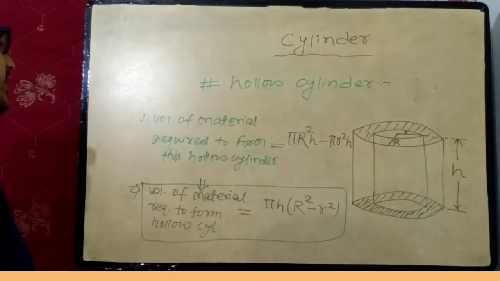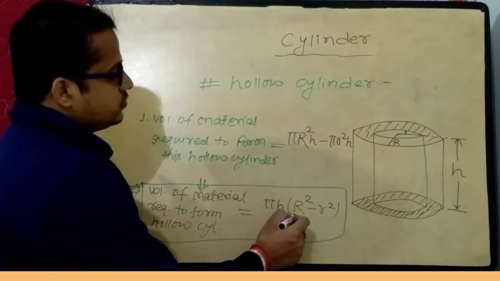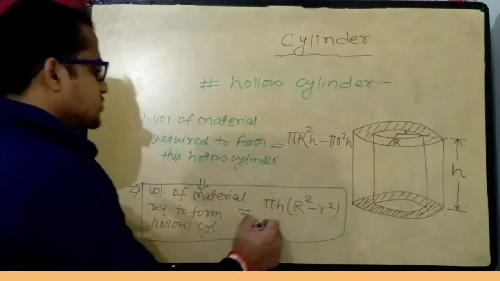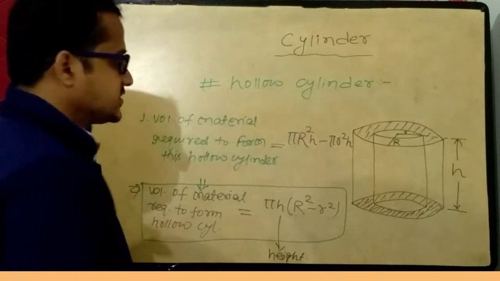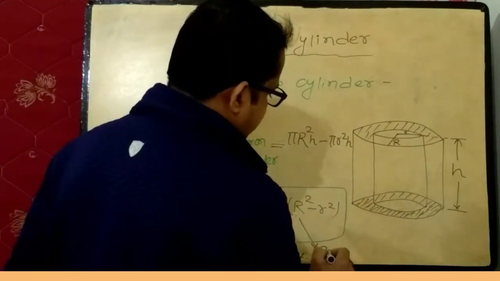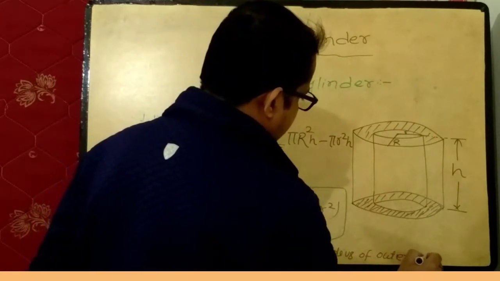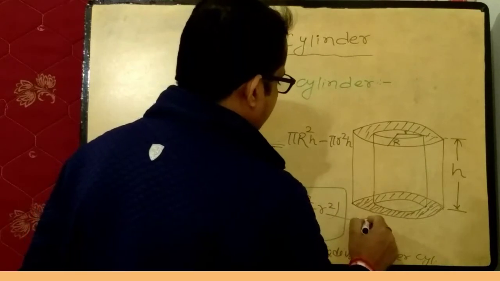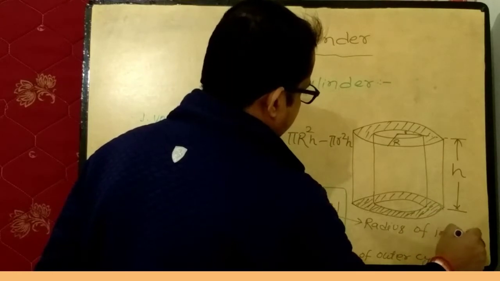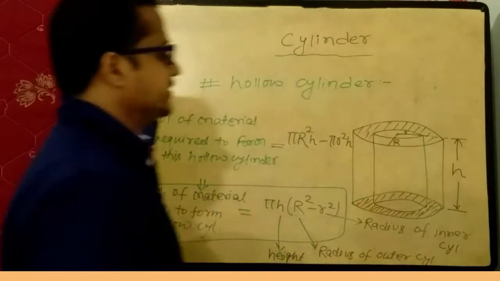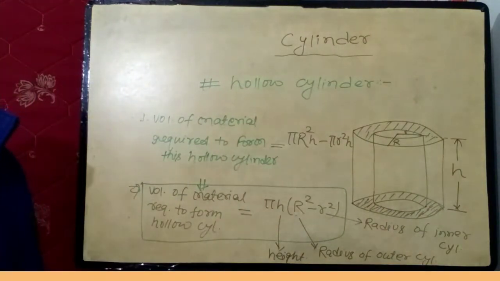the volume of material required to form this hollow cylinder is pi h into capital R square minus small r square, where h is the height of the cylinder, capital R is the radius of the outer cylinder, and small r is the radius of the inner cylinder. By using this formula, you can easily calculate the volume of material required to form this hollow cylinder.